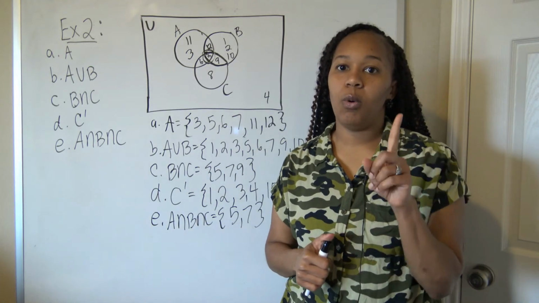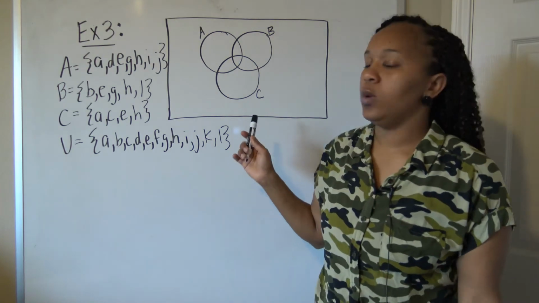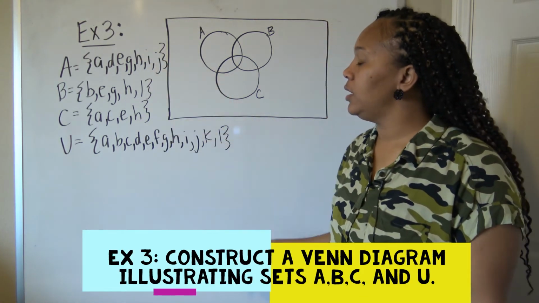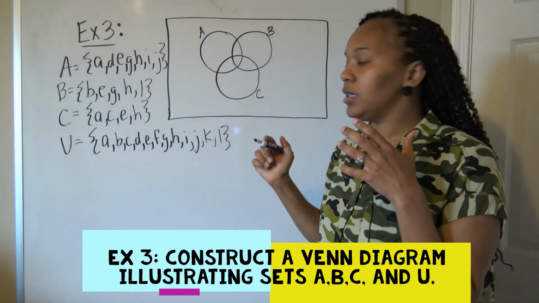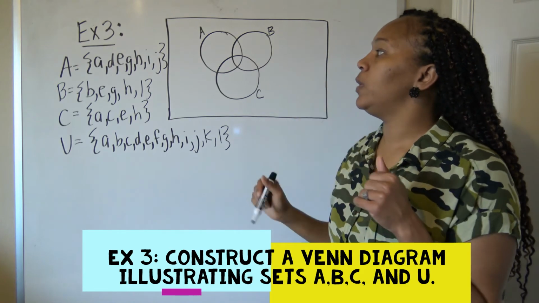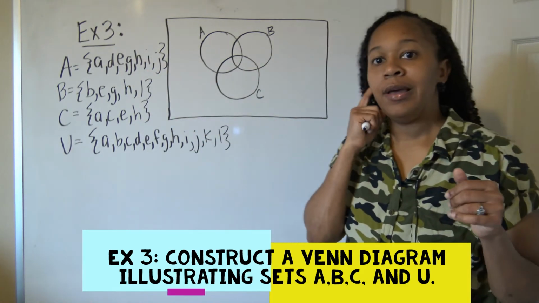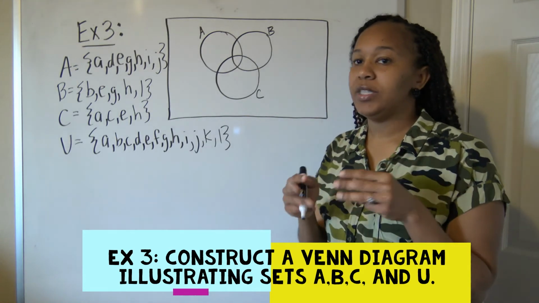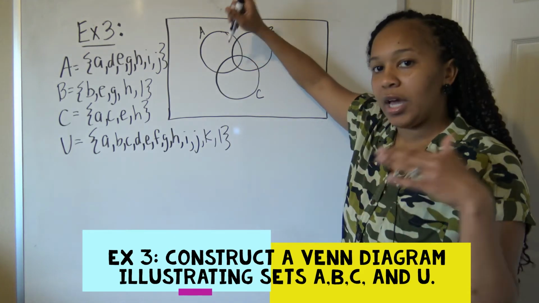All right, let's look at one more example. For this last example, we want to construct a Venn diagram illustrating these sets, A, B, and C, and this universal set. And so I already have the skeleton of 3 sets here. And so what we need to do is go in and fill in these letters where they belong. Okay, so now when you are constructing a Venn diagram, especially with 3 sets, you want to start with the innermost overlapping region and then work your way out.